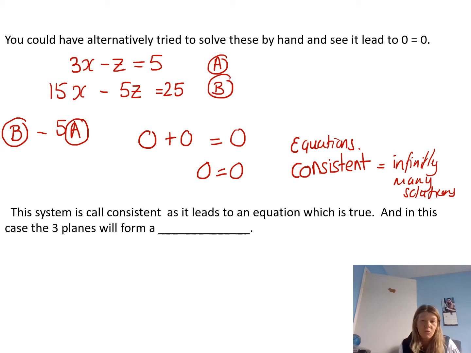and it leads to an equation which is true. In this case, the 3 planes will form a sheaf. If you look back at the picture, the 3 planes all meet in one line. I won't draw them because I'm awful at drawing. The planes meet in one line. I've got many pictures coming up later that you can save or copy.